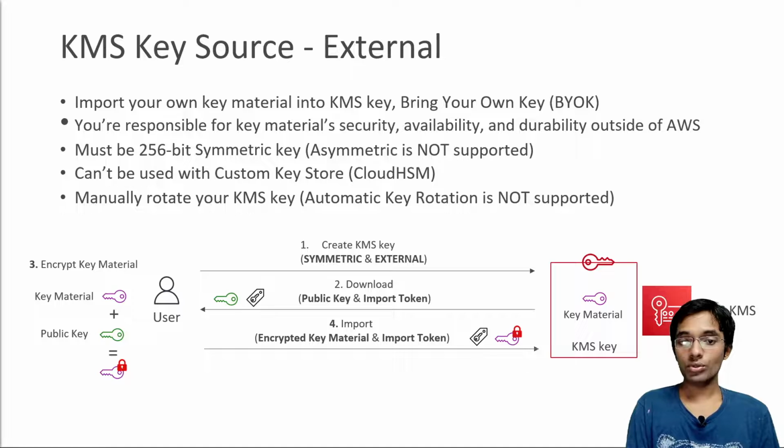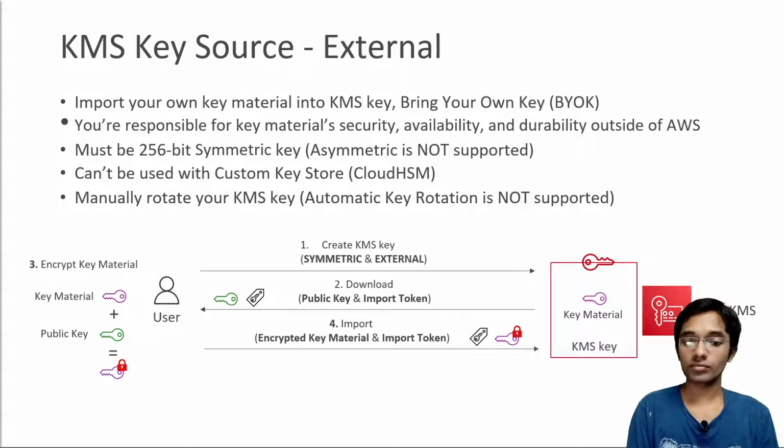Now if you choose to have an external KMS key source, then you can bring your own key using your own key material, and you are going to be responsible for the key material's security, availability and durability outside of AWS. It must be a 256-bit symmetric key. You cannot import asymmetric key material for now, and it cannot be used with the custom key store. It has to be used on its own. If you want KMS key rotation, because the key source is external, you have to rotate in your own CloudHSM. Automatic rotation is not supported.